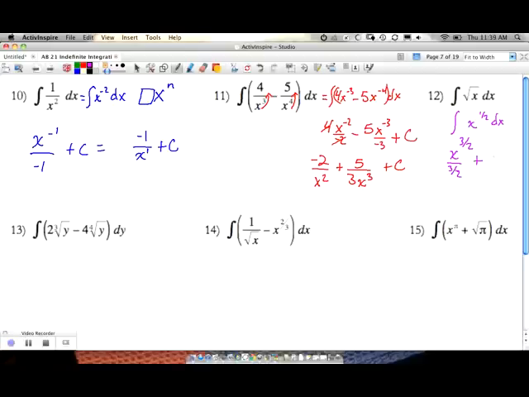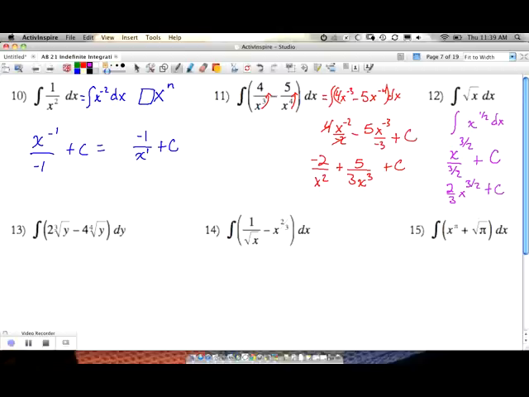So when you have a denominator with a fraction in it, of course you can leave it, but if you did want to simplify and get rid of the complex fraction, meaning that there's a fraction within a fraction, we need to flip and multiply. So we're going to flip this and multiply it. It would become 2/3 x to the 3/2 plus c. Easy peasy.